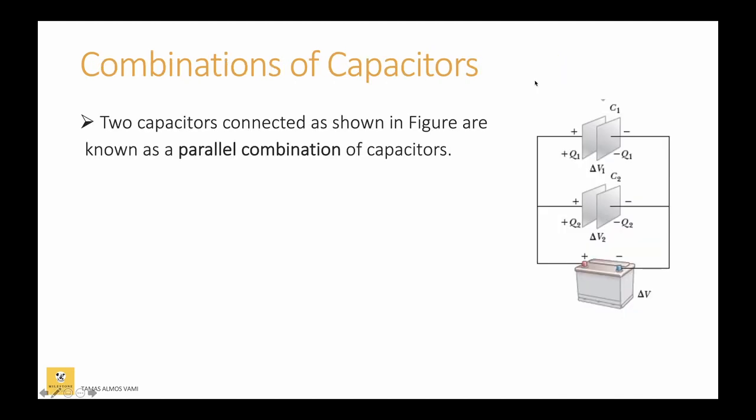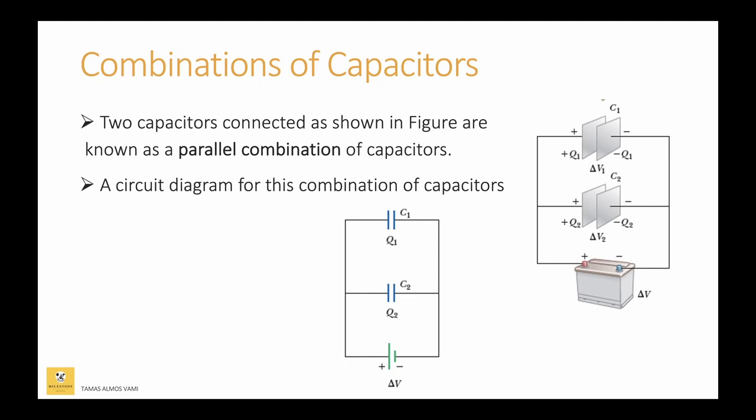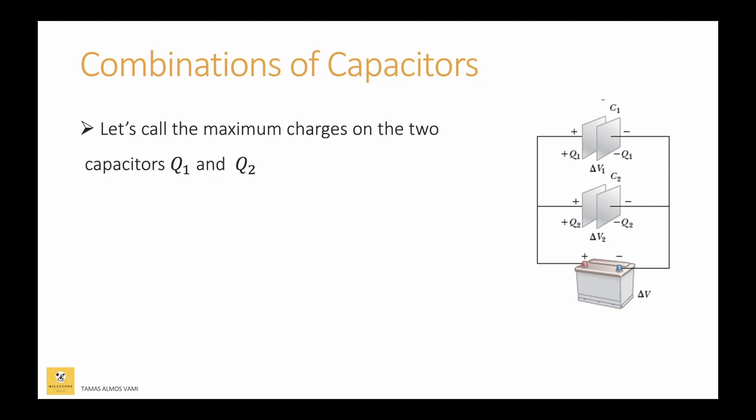Okay, now let's go back and combine these capacitors in an electric circuit. We say that two capacitors are connected in a parallel combination if they look like what the figure shows. That means we have a circuit diagram for this, shown like this. We have a battery here that provides a voltage difference, and then two lines parallel to each other. As we said, the parameter for the capacitor is the capacitance. So we have C1 and C2, and there are Q1 and Q2 charges on these capacitors respectively.